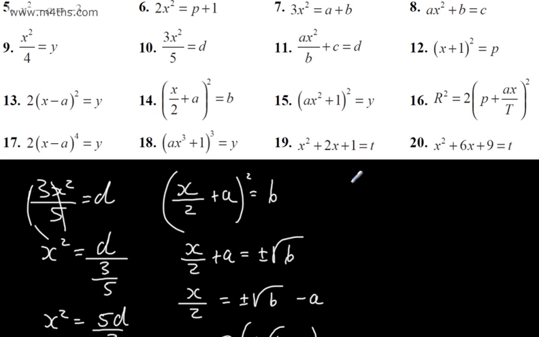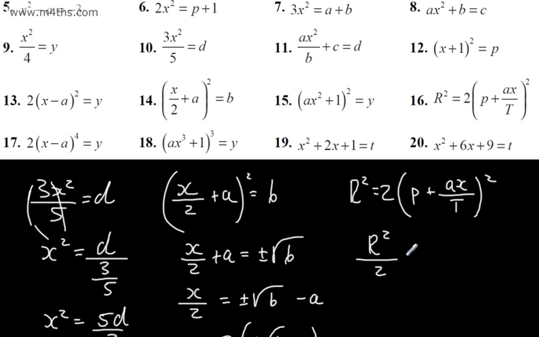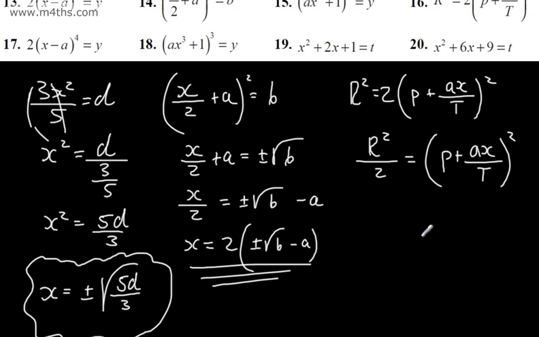Okay, let's look at this one right here. This one here is r squared is equal to 2 lots of p plus ax over t, all squared. Dividing both sides of the equation by 2, r squared divided by 2 will be equal to the quantity p plus ax over t, all squared. I'm going to take the square root of both sides. So if I do that, I'm going to have plus or minus the square root of r squared over 2. I'll write it like so, I'll do it a couple of different ways, and that is going to be equal to p plus ax over t.